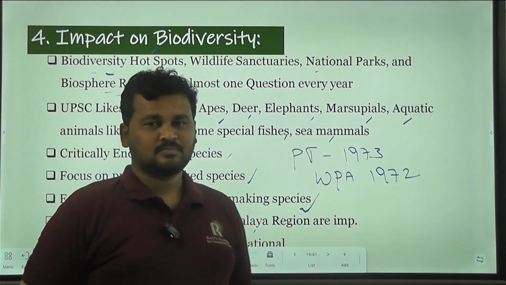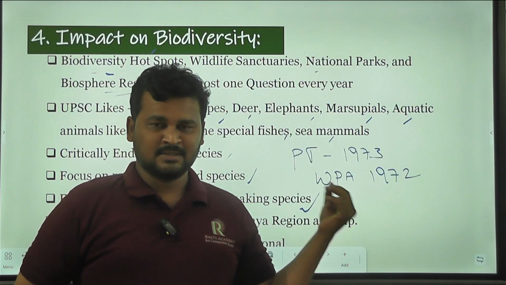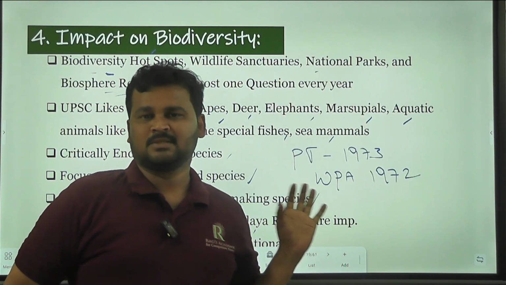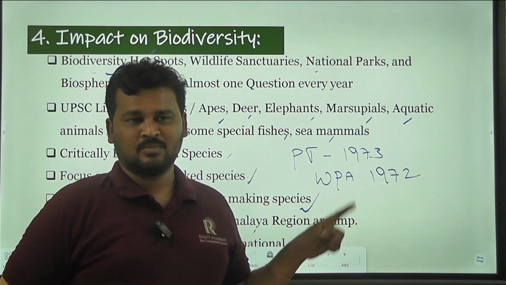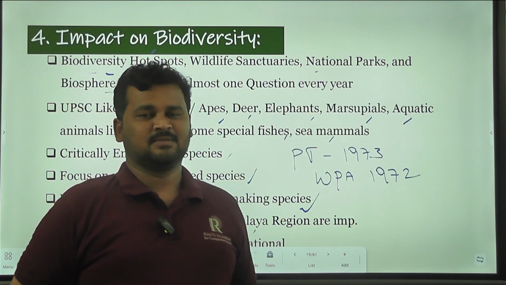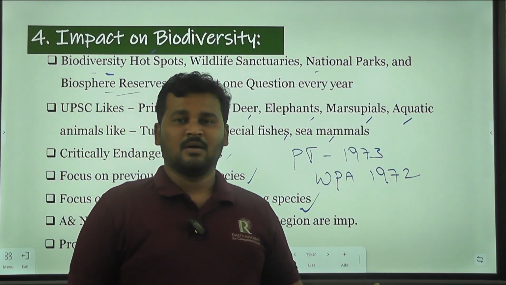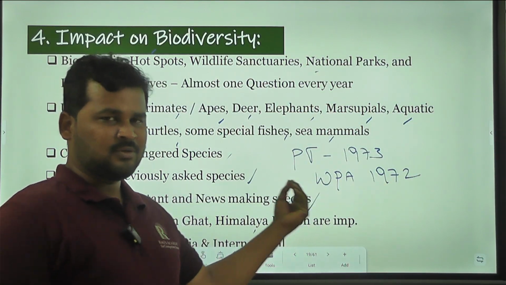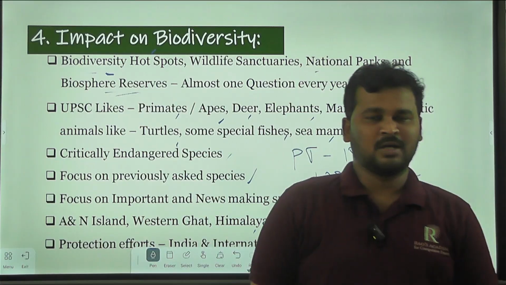So Project Tiger was launched by the Government of India in the 1970s. The main motto is to protect the tigers and to increase their population. As of now, with the help of this project, we have succeeded. We are now able to enhance and increase the population of tigers. We have to know such projects launched by the Government of India to protect our biodiversity.